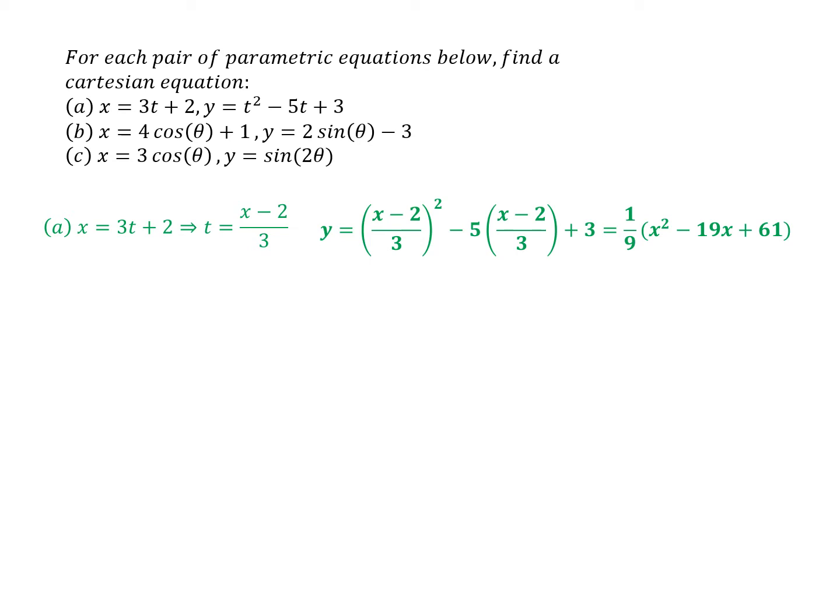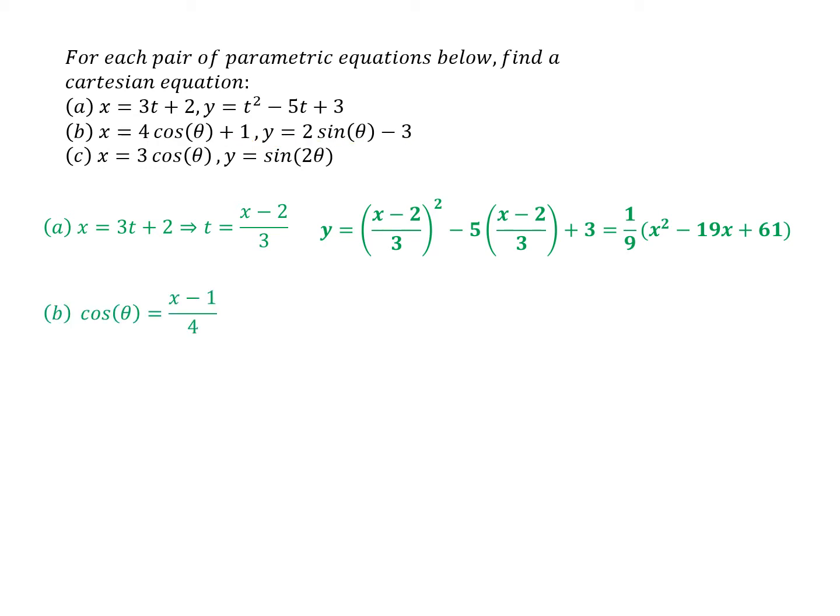Okay, so the second pair of equations has got cos and sine theta in it. So I can rearrange each of these equations to get an expression for cos theta and an expression for sine theta.